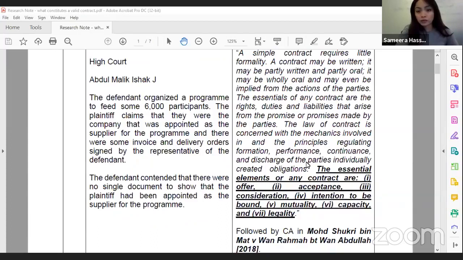So this is the million-dollar answer here. The essential elements of any contract are: first, offer; 2, acceptance; 3, consideration; 4, intention to be bound; 5, mutuality; 6, capacity; and 7, legality. Now I know there are 3 additional requirements there, but the main 4 to form a contract are actually the first 4.